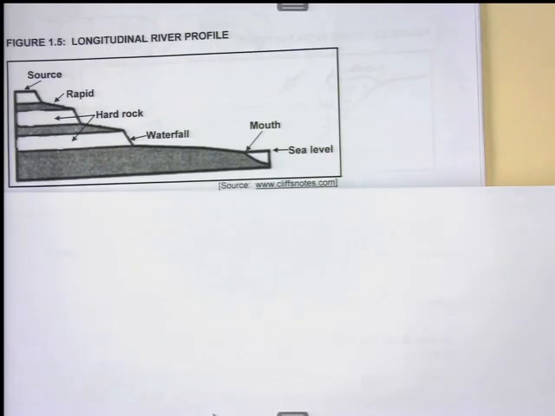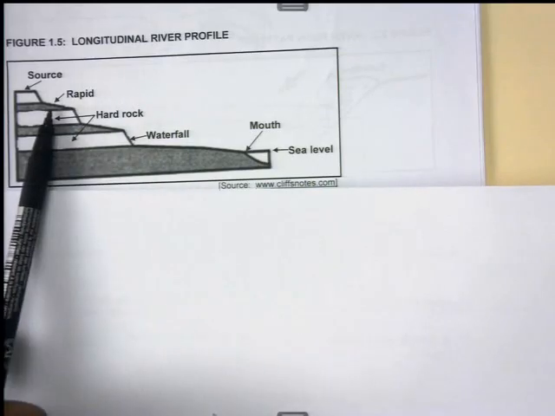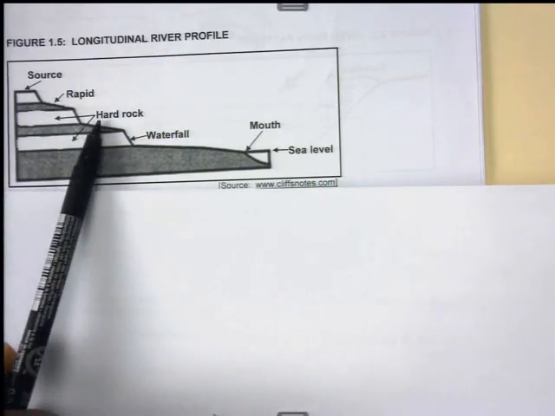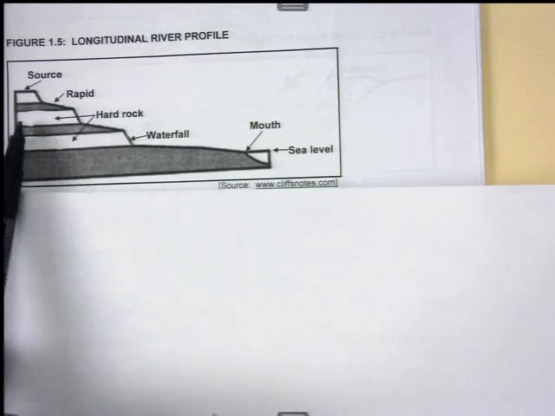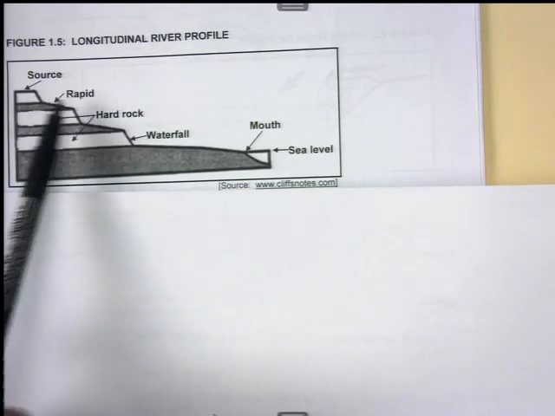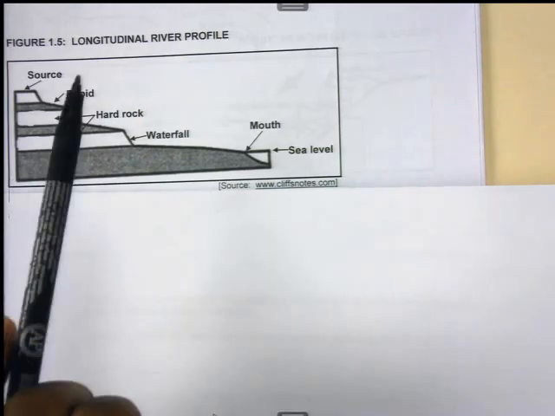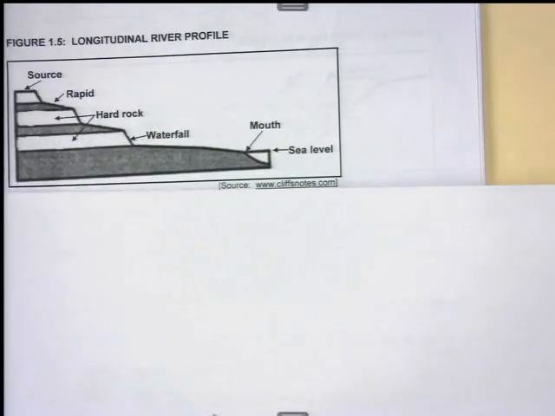And then 1.5.2, name a temporary base level of erosion evident on the sketch. There we have our waterfall, there we have our rapid, and then there we have our hard rocks. Those are the three things that are evident from the sketch that show that we have the temporary base level of erosion. And then 1.5.3, we have the ungraded river profile here.